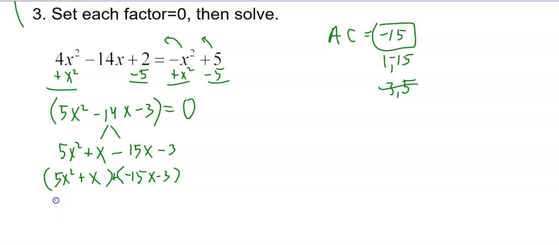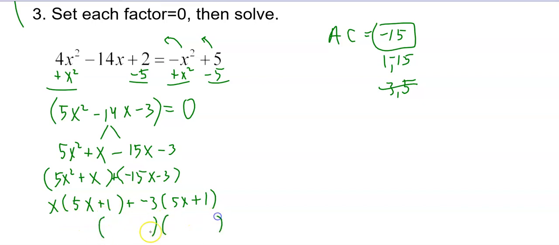Pull out the GCF, that would be x times 5x plus 1, plus, I guess that would be -3 times 5x plus 1. That matches, so we're going to regroup it. So the factoring is x minus 3 times 5x plus 1.